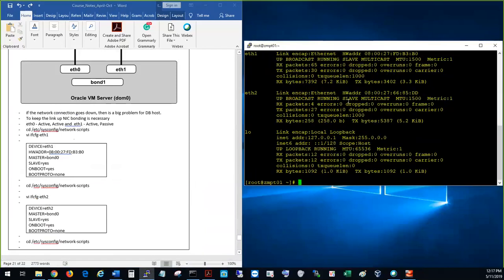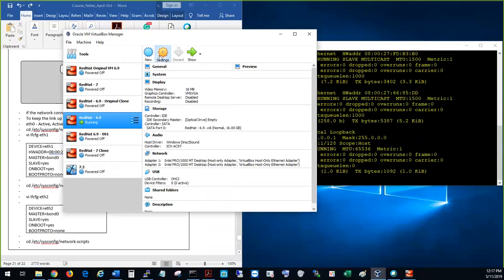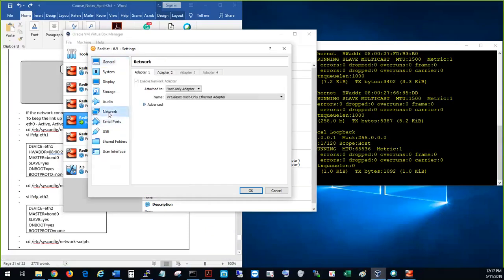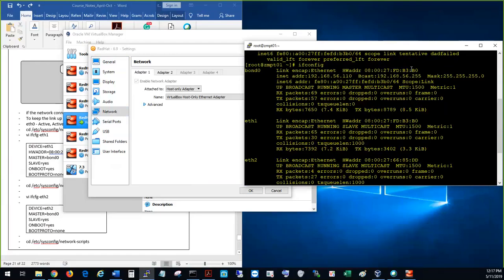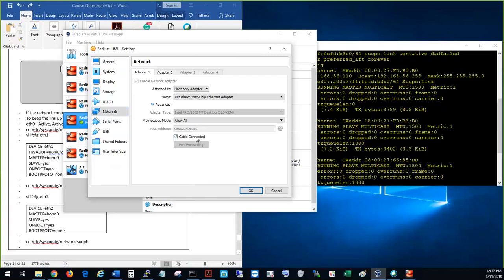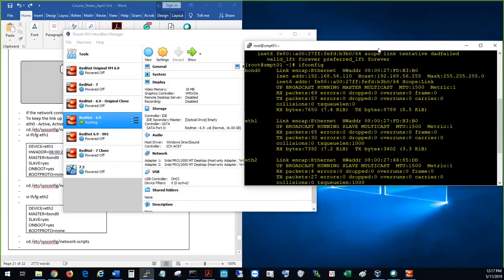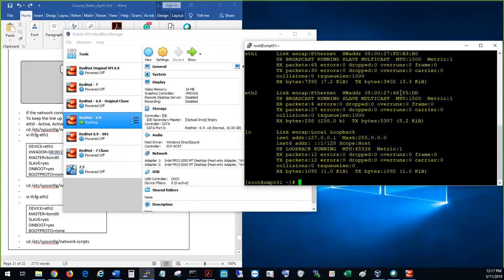All right, to demonstrate how this is going to work, what I'm going to do is try to fail the network card. Which one was the network card here? B3B0. Okay, B3B0. This is the network card here. I'm going to disconnect the cable here. Okay, and let's see here. Okay, the connection is lost.